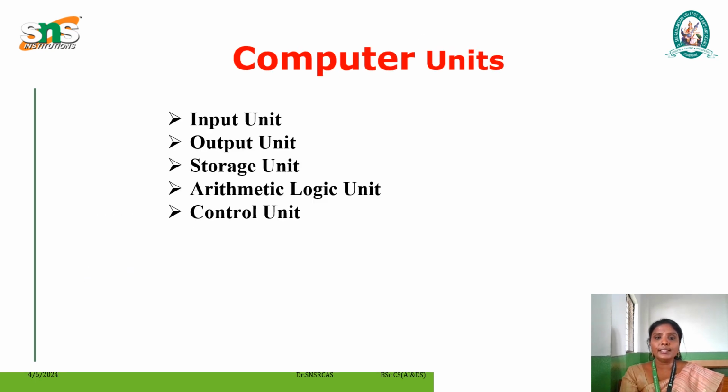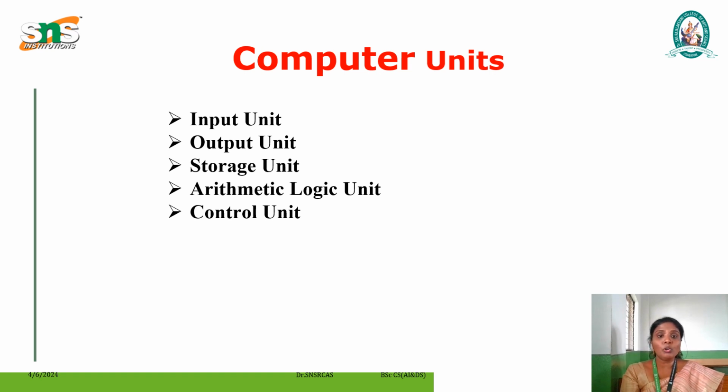So next we see the computer units. There are input unit, output unit, storage unit, arithmetic logic unit and control unit. We will see them one by one. First one is the input unit. It provides data to the computer system from the outside, so basically it links the external environment with the computer. It takes data from the input devices, converts it into machine language and then loads it into the computer system. For example, keyboard, mouse, etc. are the commonly used input devices.